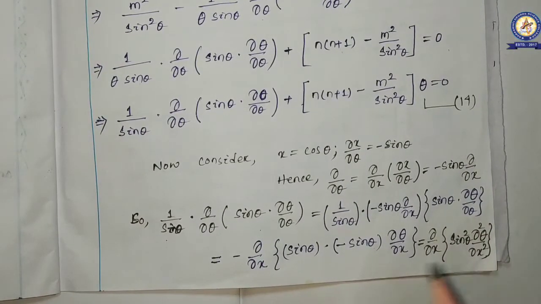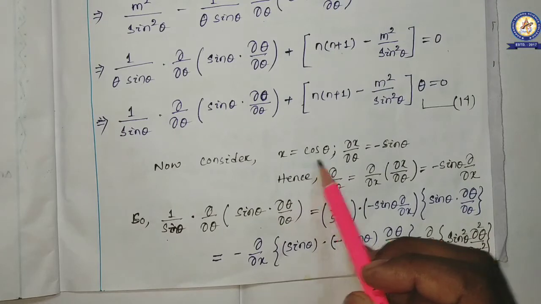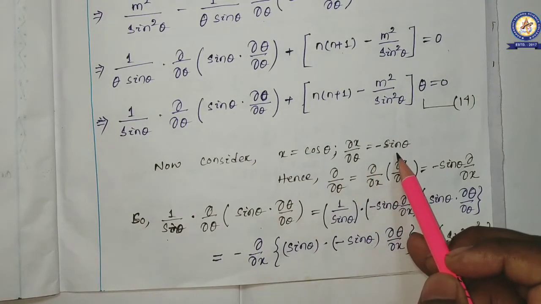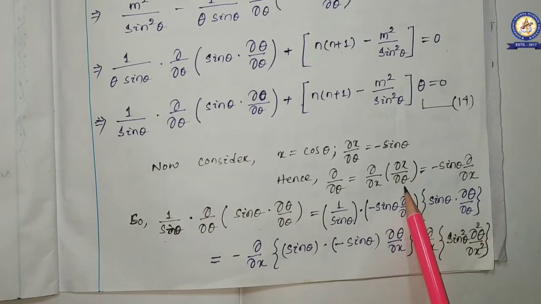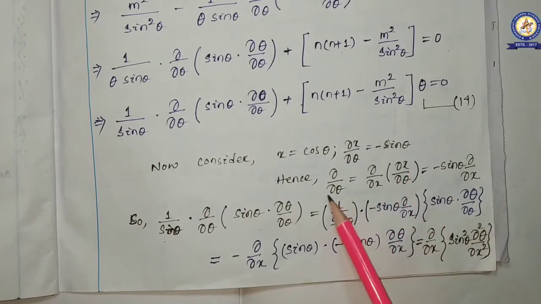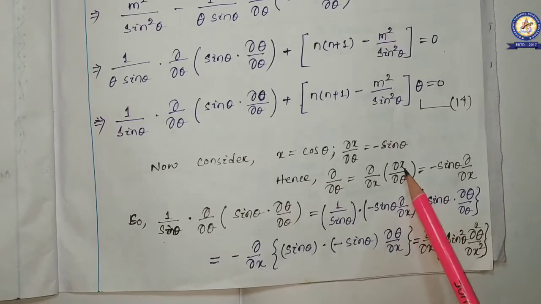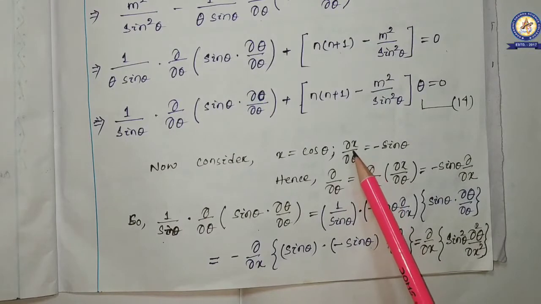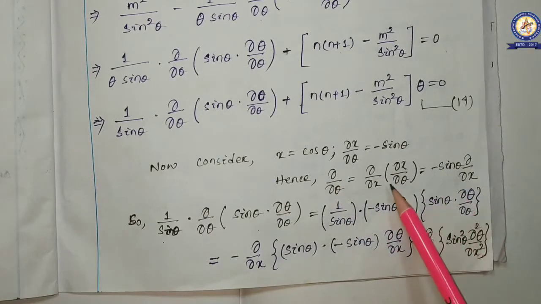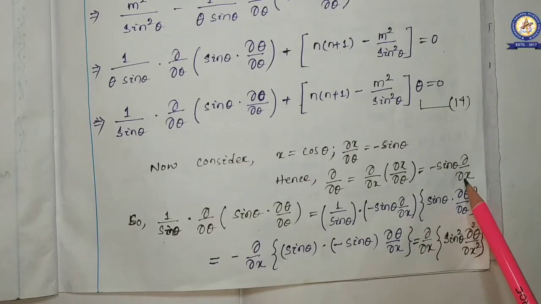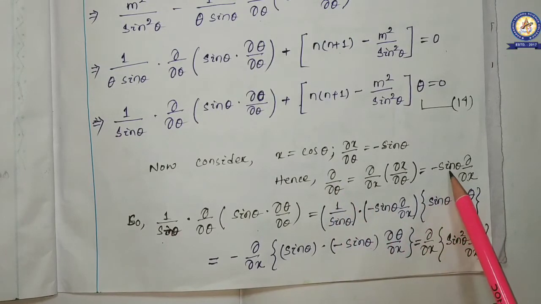For further simplification, we consider here that x equal to cos theta. Hence dx by d theta will be minus sine theta. And del by del theta can be written as del by del x into del x by del theta. So del by del theta will be equal to minus sine theta into del by del x. Now we are going to substitute instead of del by del theta, minus sine theta into del by del x.